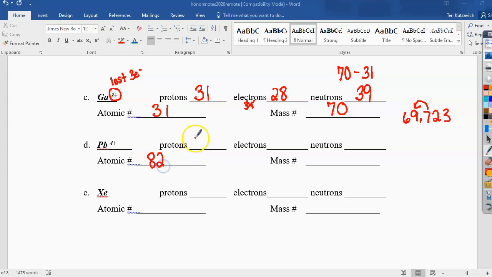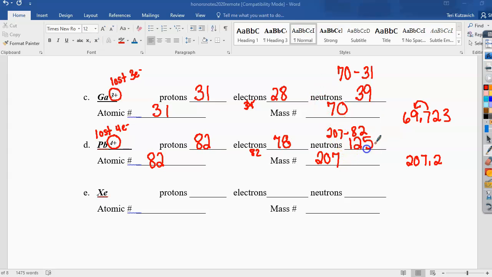Pb has an atomic number of 82, which means we have 82 protons. In a neutral atom, we would have 82 electrons. But this is not neutral, it's a positive 4 cation, which means I lost 4 electrons. So instead of having 82, I now have 78. The atomic mass is 207.2, and this rounds just to 207. To get the number of neutrons, it's 207 minus 82, because it's a mass number minus atomic number. So you have 125 neutrons.